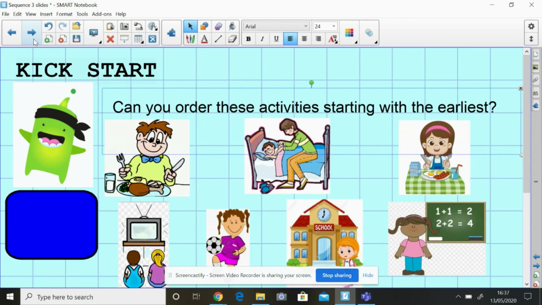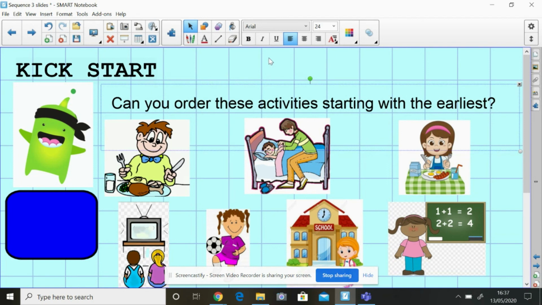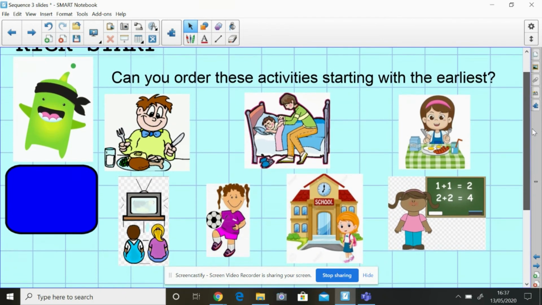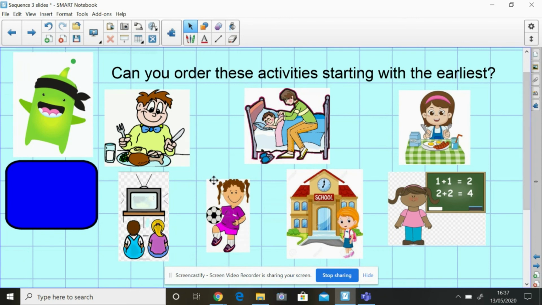Now, a little activity you might want to do just to finish off is, can you order these activities starting with the earliest? I'm not going to do this with you, but if you would like, you can work out what you might do first, and it might be different for some people. But order these starting with the earliest, so starting in the AM right until the PM. Okay, now I hope that makes sense.